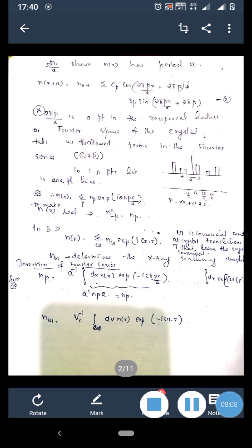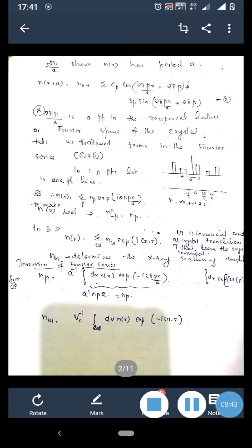Now in this expression you can see n of x is equal to summation over p of n_p exponential i 2 pi p x by a. This p can take any values, positive, negative or 0. The coefficients n_p are complex numbers, which is also possible. Since it is a real function, the condition required to make it real is that n star of minus p should be equal to n_p. That is a condition, and we can enlarge that into the three-dimensional case.